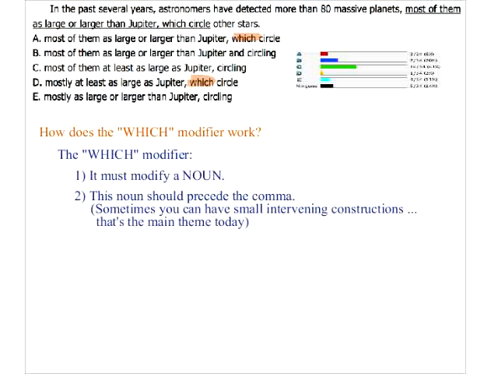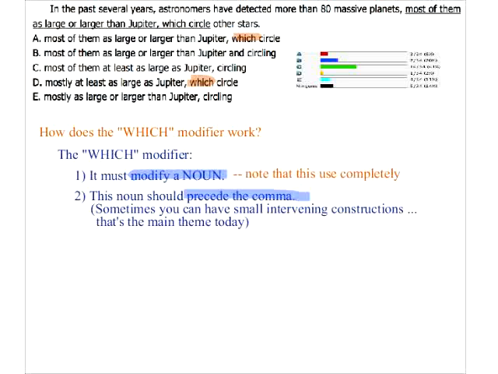But the point is, the two big things that you need to know about which are that it modifies a noun, and that noun should be at least reasonably directly in front of the comma. Notice that number 1 is totally contradictory to spoken English. If you're not a native speaker of English, this actually won't be as much of a problem for you. But note that this use completely contradicts spoken English usage.